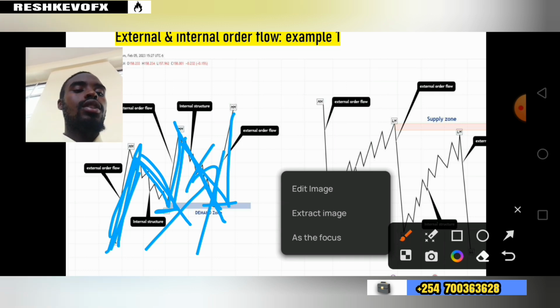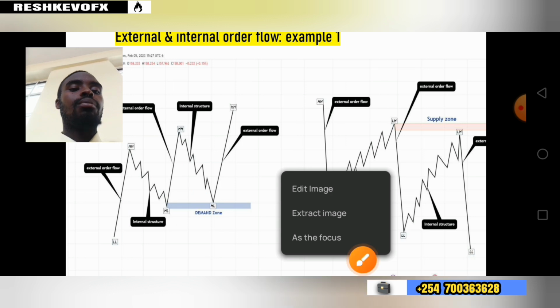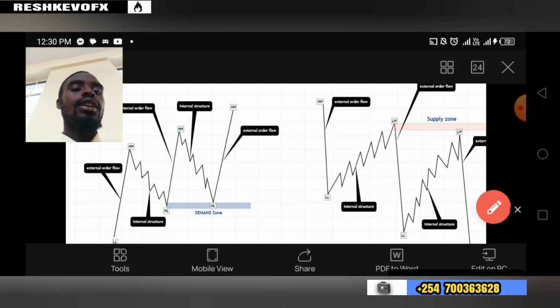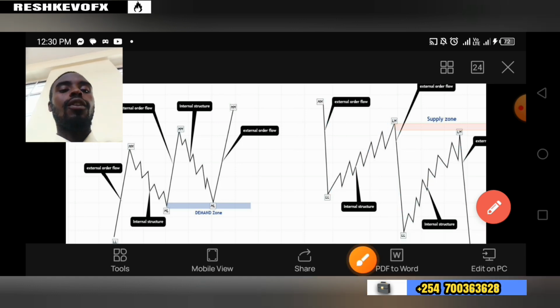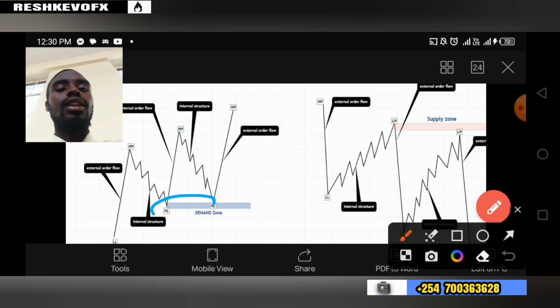Right, guys, let's come to another example. The second example is for a downtrend, this one right here. So how do we identify the order flow? The order flow is identified when we tap the demand zone and we are respecting it.